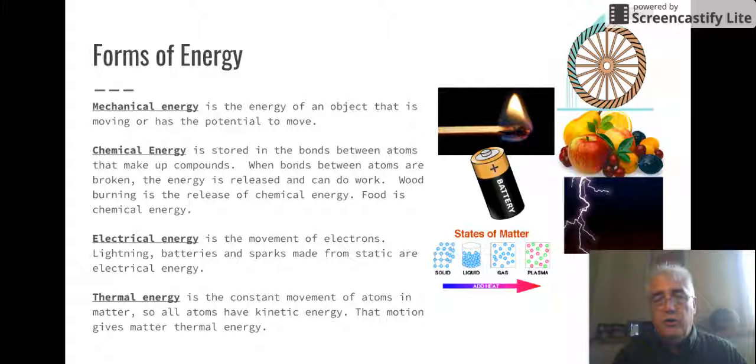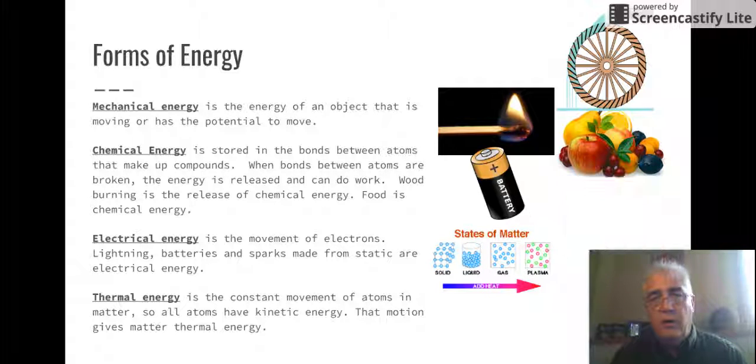And then there's thermal energy. Thermal energy is the movement of matter or atoms. All atoms have kinetic energy. They're all moving at a constant or at a variable rate.